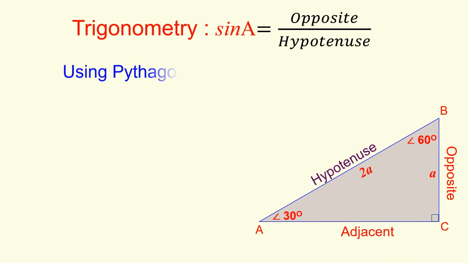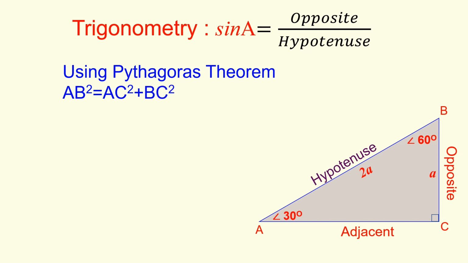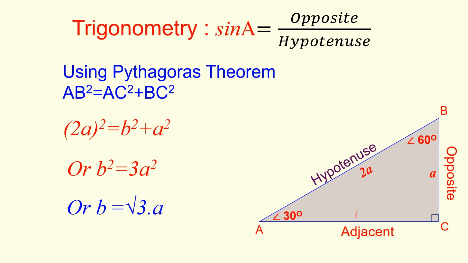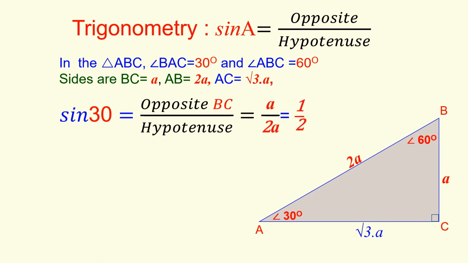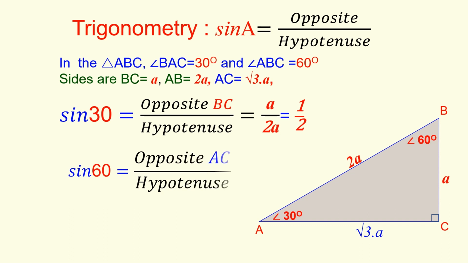Using Pythagoras' theorem, AB square equals AC square plus BC square, or 2a square equals b square plus a square, or b square equals 3a square, or b equals under root 3 into a. So the sine of 30 degrees equals 1 by 2. And sine of 60 degrees equals under root 3 by 2.